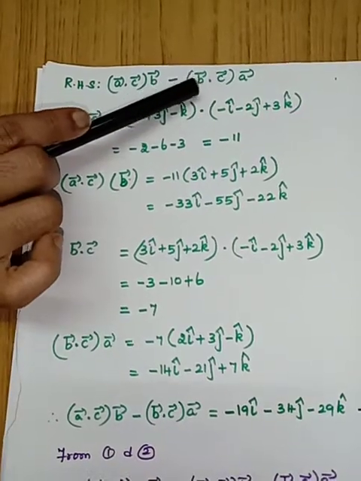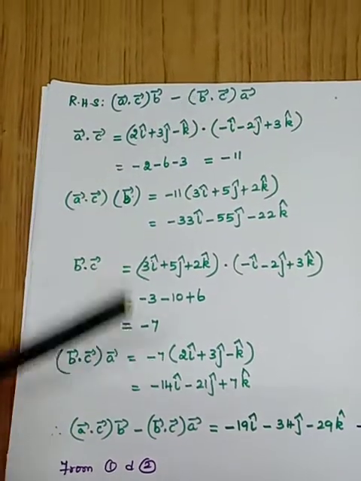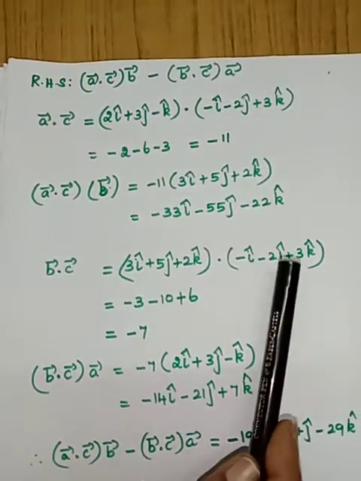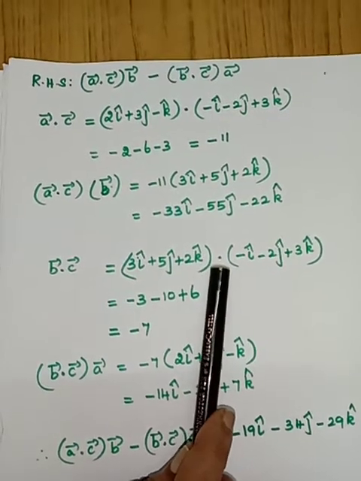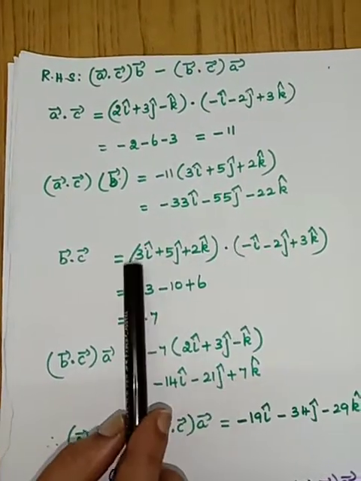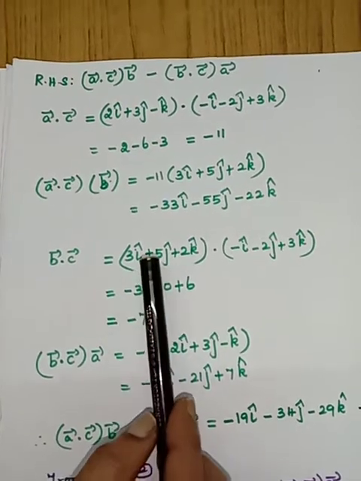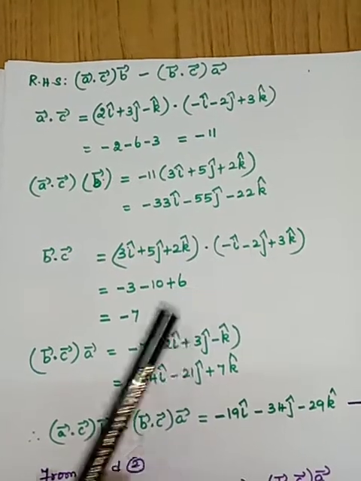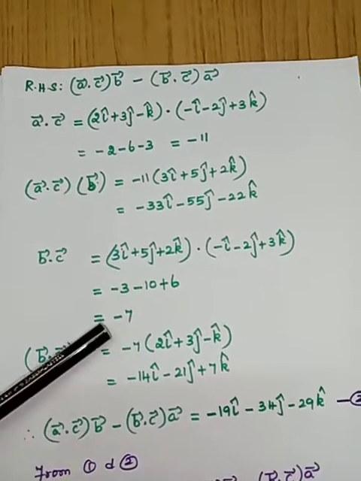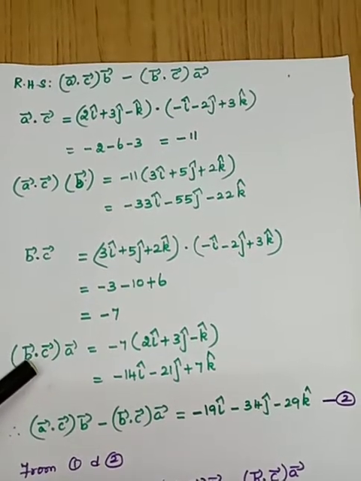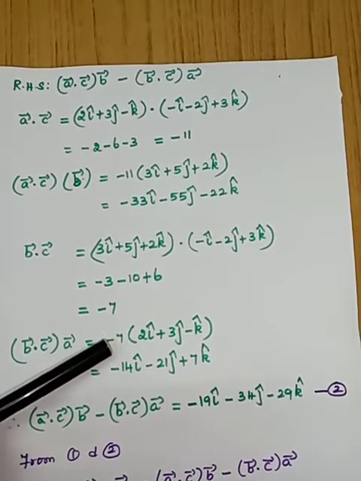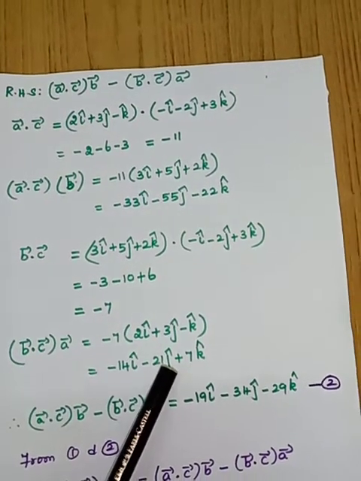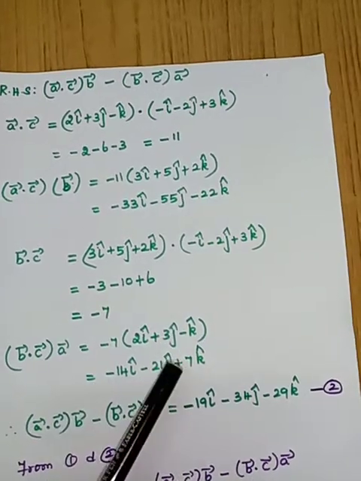In the same way you have to complete the second term. So second term first is B vector dot C vector. So B vector and C vector is written. In between dot product. So you have to multiply the same components. 3 into minus 1 is minus 3. Plus 5 into minus 2 is minus 10. Plus 2 into 3 is 6. So while you are calculating, the answer is minus 7. Next that number has to be multiplied with the A vector. So minus 7 into A vector. So you will get minus 14 I cap, minus 21 J cap, minus into minus plus 7 K cap.